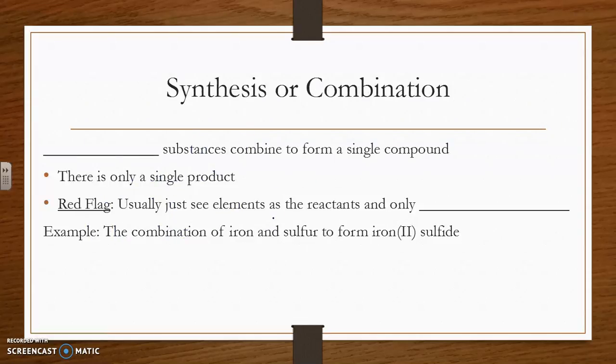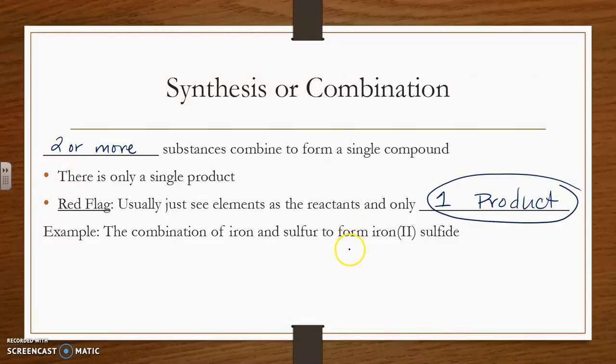So what are the different types? Let's go through them and give you some ways to identify which one is which. In a synthesis or combination reaction, you have two or more substances combining together to form a single compound. There's only one product. So what's the red flag? The red flag is the thing you're looking for that tells you this is that type of reaction. You usually see just elements, but sometimes compounds, and there's only one product. If you see more than one product, it's not a synthesis reaction.